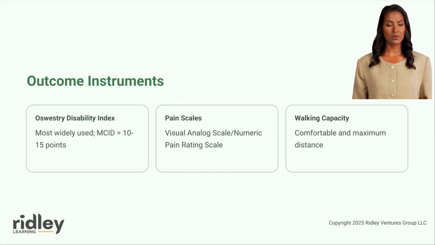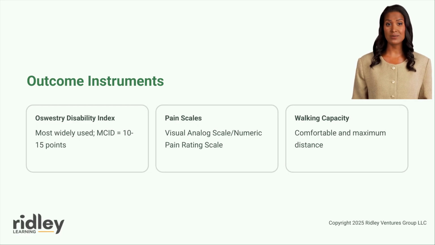Validated outcome instruments provide standardized measures for quantifying symptom severity, functional limitation, and treatment response in patients with lumbar spinal stenosis. Selection of appropriate instruments requires understanding their measurement properties, clinical utility, and applicability to the stenosis population. A systematic review by DeLuca and colleagues examined outcome instruments used in randomized controlled trials of physical therapy for lumbar spinal stenosis, identifying considerable heterogeneity in measurement approaches and highlighting the need for standardization.